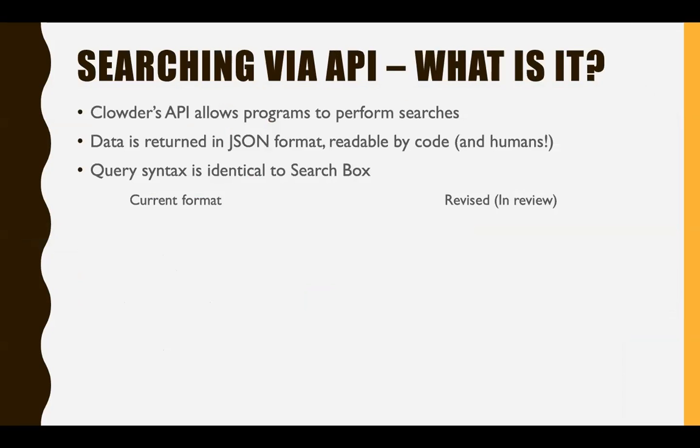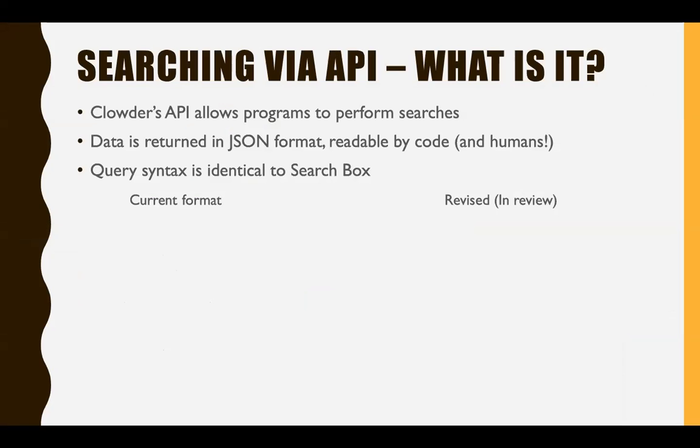The other way that you can search is through our API. And again, this is sort of more of perhaps a programming-oriented type of resource, but I think it's worth mentioning. So first of all, what is it? An API is an application programming interface. It's basically a way that you can call URLs in Clowder and get data back in a programmatic way rather than in a web page.